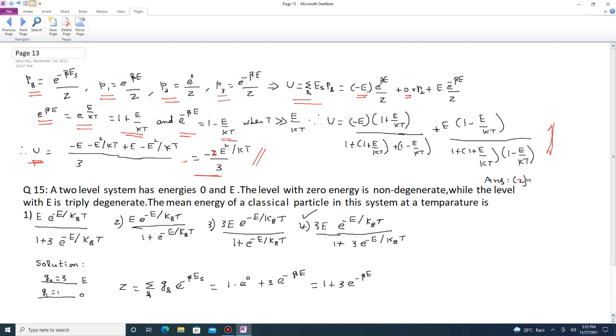And the next problem is: a two-level system has energy 0 and E. The level with 0 energy is non-degenerate, while the level E is triply degenerate. The mean energy of the classical particle in the system at temperature T is. So here you choose a two-level system, and the lower level has multiplicity 1. For the higher level, the multiplicity is 3. Then using the expression, you can calculate the value of Z. This is the partition function. This can be evaluated as 1 plus 3 e power minus beta E.